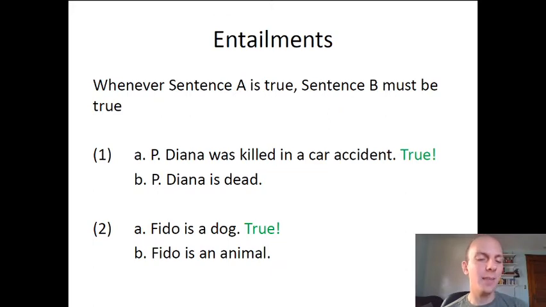That's also true. Similarly with example 2, this one's a little bit easier to see. With Princess Diana, it's very specific, so there's kind of a reality to that, but we want to abstract away from that reality and say, if sentence 1A, Princess Diana was killed in a car accident, is true, then B must be true. And this makes more sense when we get more generic, like in sentence 2A, Fido is a dog. Well, we don't exactly know which Fido we're talking about, but we know that if Fido is in fact a dog, then sentence B, Fido is an animal, must also be true.